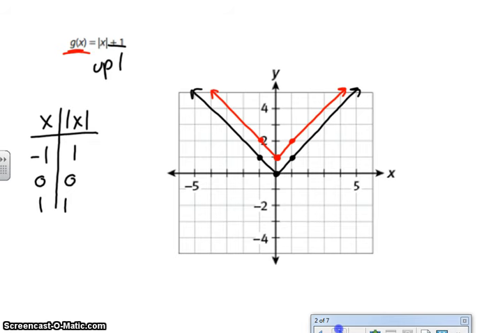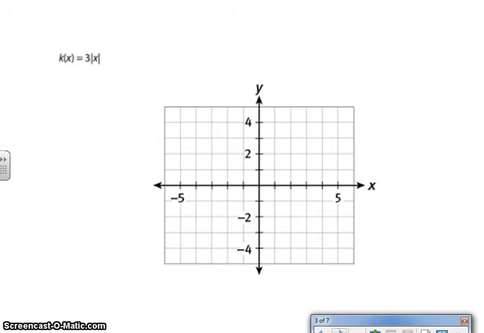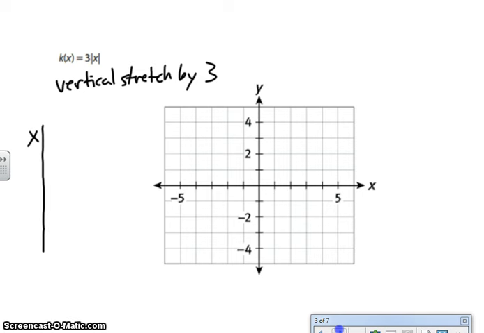Let's look at another example here. This time we have a number out in front of the absolute value. That is going to give us a vertical stretch by a factor of 3, because 3 is the number out in front. When we have a vertical stretch, our table is going to look a little different. We have our x, the absolute value of x for our parent function, and then that third column of the table does our stretch for us.